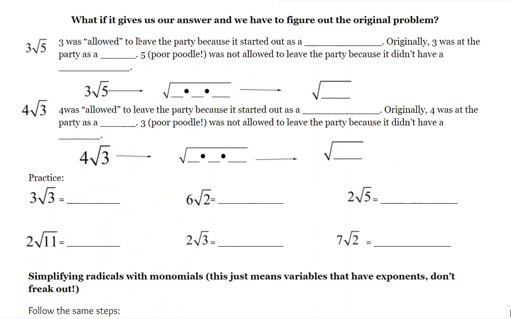Okay, so what if it gives us the answer and we have to figure out the original problem? Like this is what we just simplified stuff to, something that looked like this, right? So what if they give us this and they say, what's the original problem? So what would I do there?